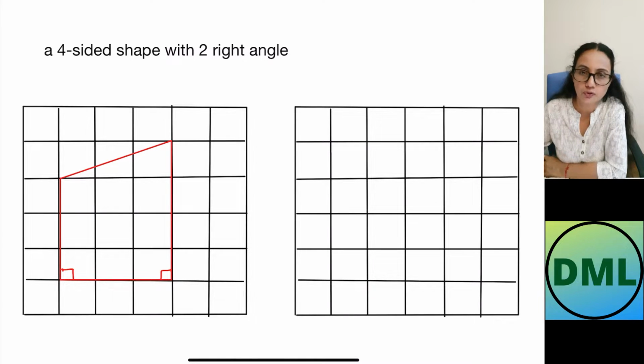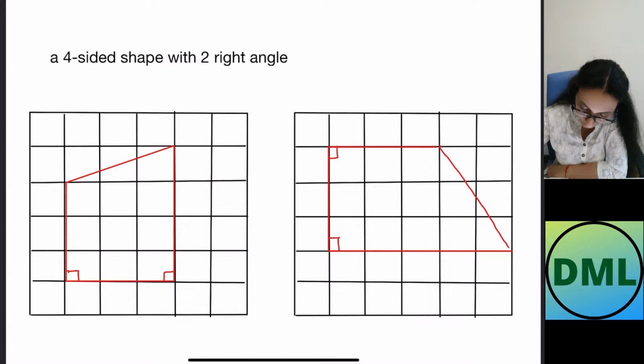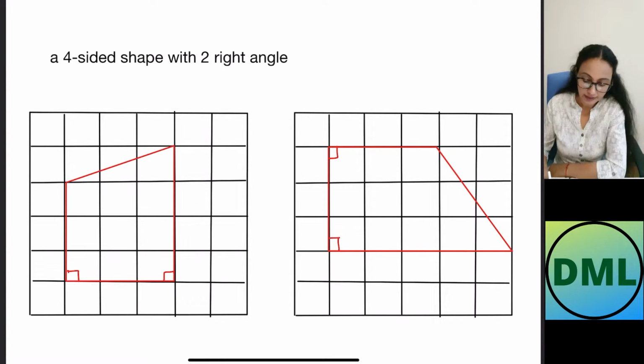There are more ways to draw the figure also. Let's draw one more type. We can start from here. We can make our lines like this. We can draw 2 right angles here and we can join our figure like this also. Again, I have drawn 2 right angles with 4 sides. 1, 2, 3 and 4 sides. Let's see one more example.